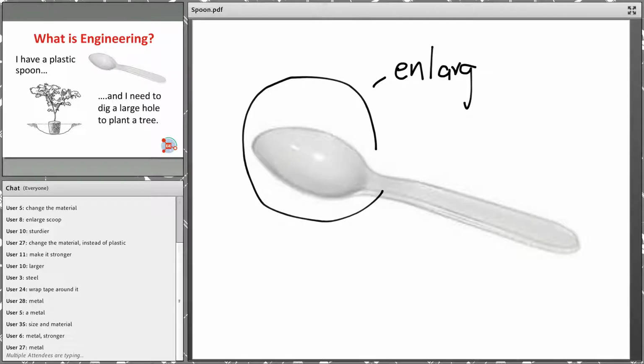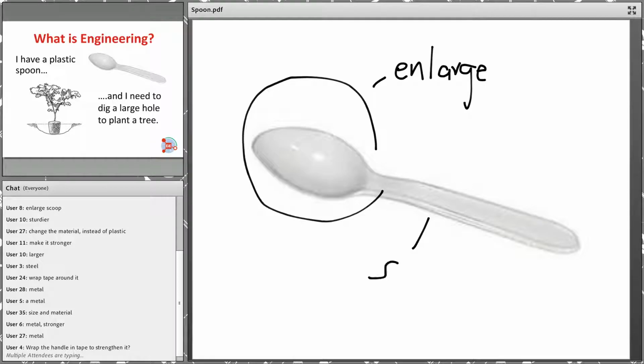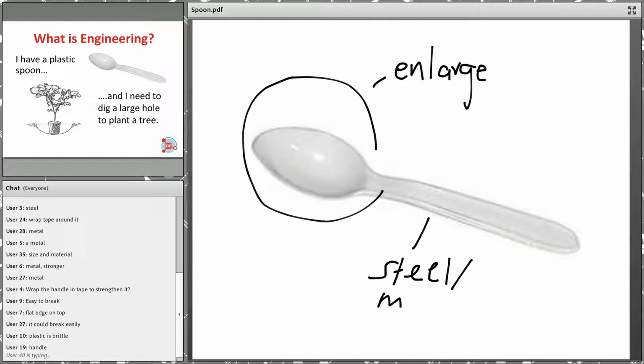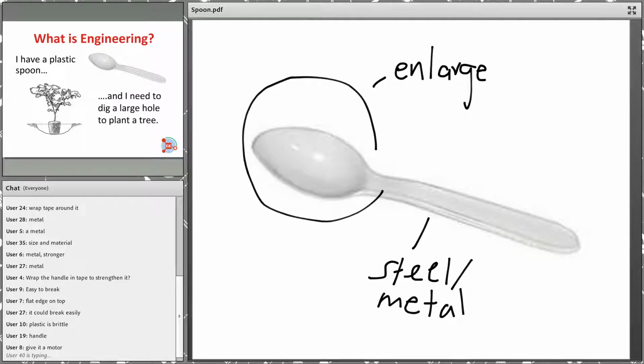And why, though, would I not want it to be plastic? Okay, metal, it's stronger. Can you imagine how many plastic spoons I might have to go through? Easy to break as plastic, great. How many plastic spoons I might have to go through if I was to dig the hole with just my plastic spoons? I probably would go through the whole box of 100. All right, so by changing the material so it's steel, that would definitely be one way. It looks like somebody also recommended let's enlarge the scoop.